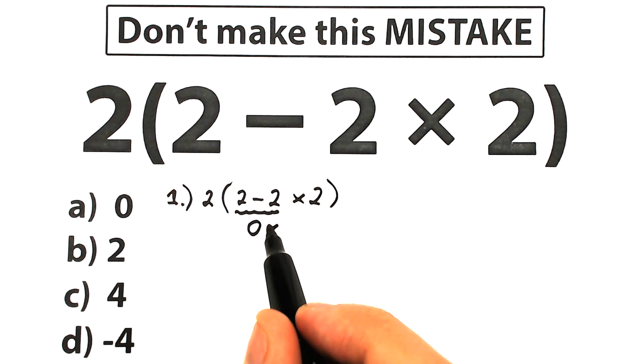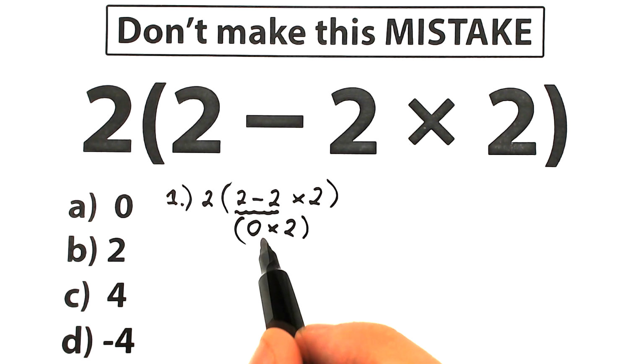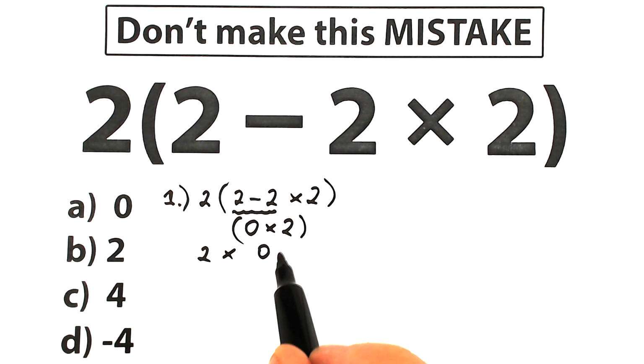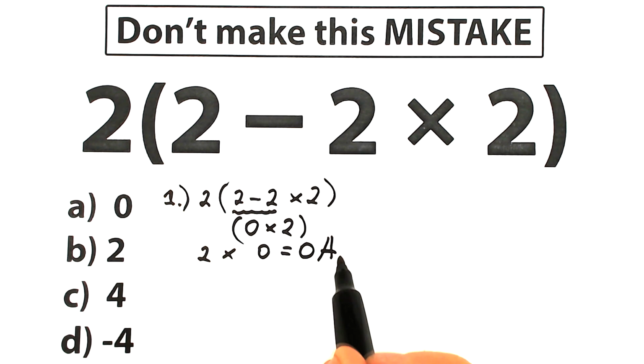Right here we have multiplication, it looks like the 0 inside parentheses. Next we have 2 right here behind these parentheses, so 2 times 0 equal to 0. And a lot of students say that correct answer is 0, option A.